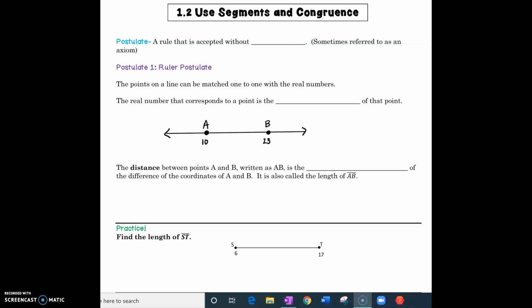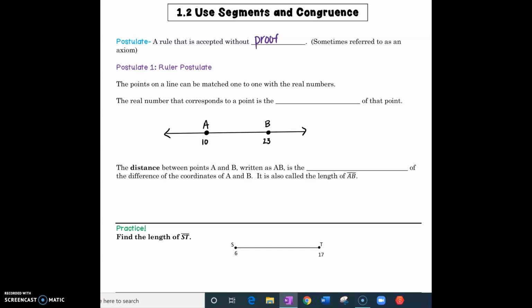Today we're going to start section 1.2, using segments and congruence. A postulate is a rule that is accepted without proof. This means that we do not have to prove that these rules are true. It's just accepted. It's just known. The first postulate is the Ruler Postulate.